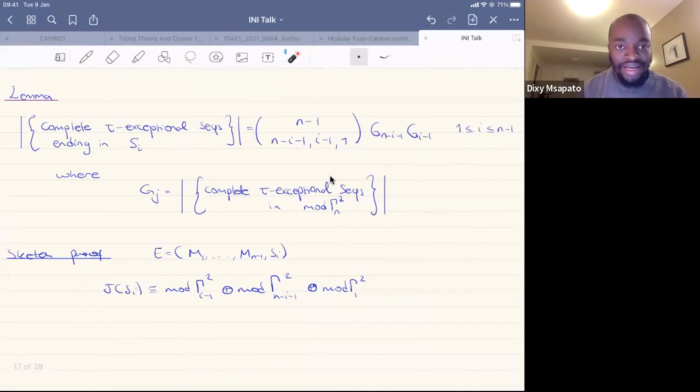So like I said, if M is an indecomposable module in mod Γ_n^t, it's going to be simple or projective. So if it's simple, the number of complete tau exceptional sequences ending in the simple is given by this multinomial coefficient multiplied by G_{n-i} times G_{i-1}. The proof is essentially the same sort of strategy.